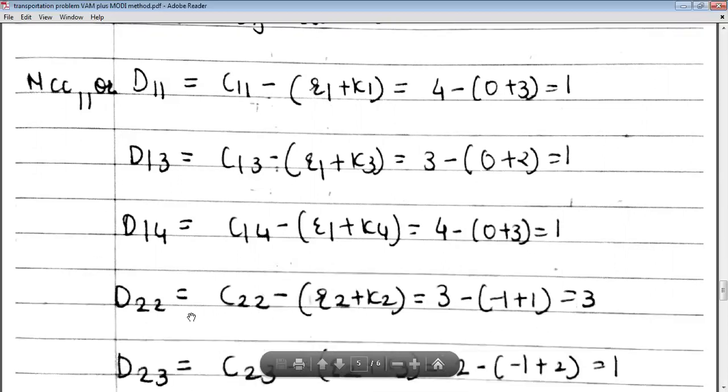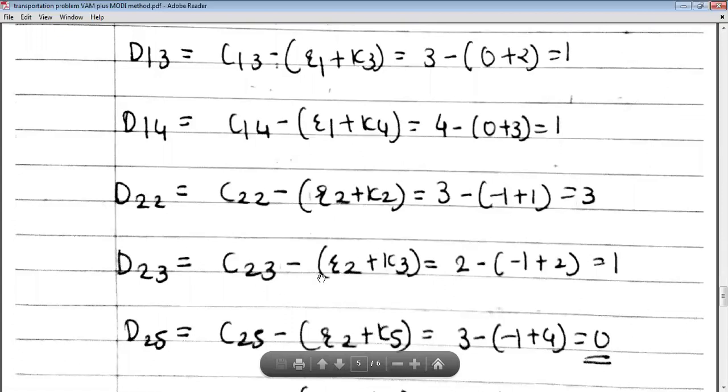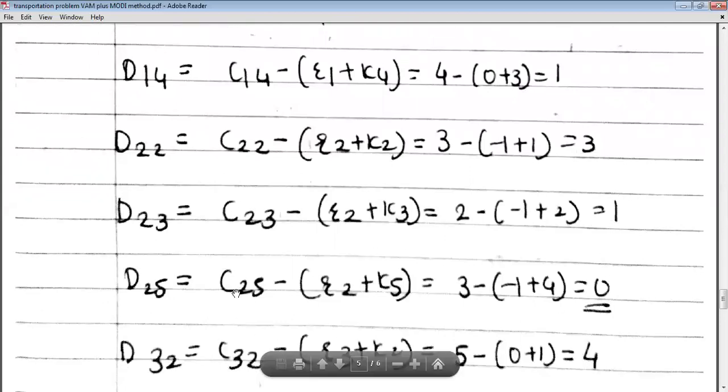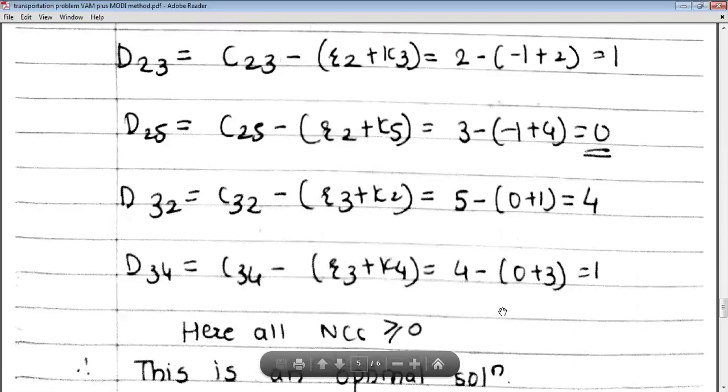Now D22 is equal to C22 minus (R2 plus K2), that is the cost at C22 is 3 minus, R2 value minus 1, K2 value 1, that is again equal to 3. D23 equals C23 minus (R2 plus K3), that is 2 minus, R2 value minus 1, K3 value 2, that is equal to 1. D25 is equal to C25 minus (R2 plus K5), that is 3 minus, R2 value minus 1, K5 value 4, that is equal to 0. D32 is equal to C32 minus (R3 plus K2), that is again 4. And similarly, D34 value we have 1.